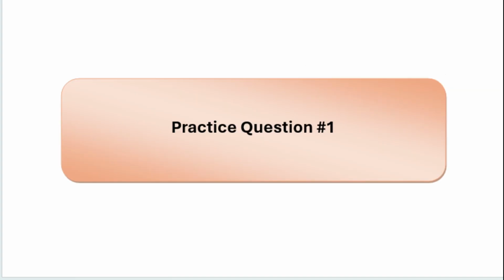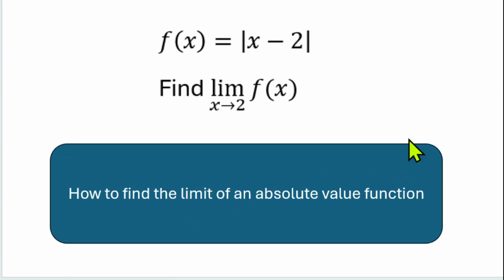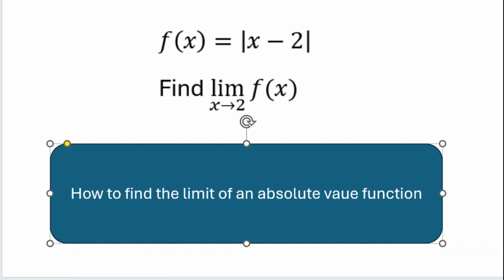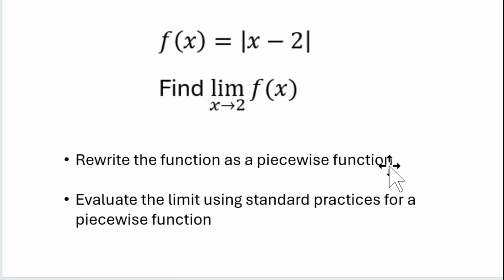So let's put that into practice by doing a limits question. So here's the question we're going to do. f(x) equals the absolute value of x minus 2. And we're going to find the limit as x approaches 2 of the function. So how do you find the limit of an absolute value function? You rewrite the function as a piecewise function, and then you evaluate the limit using standard piecewise function limit ideas.